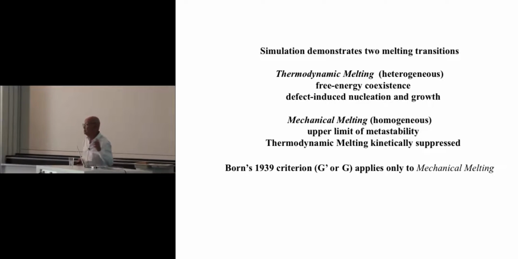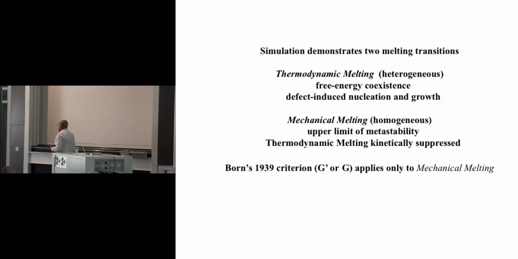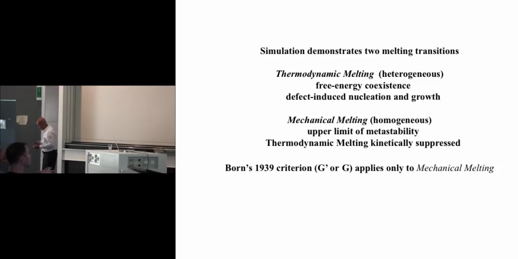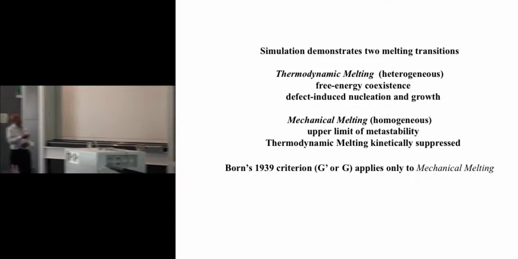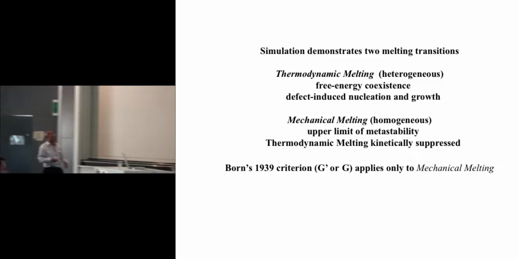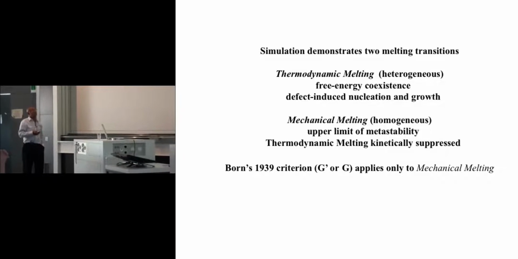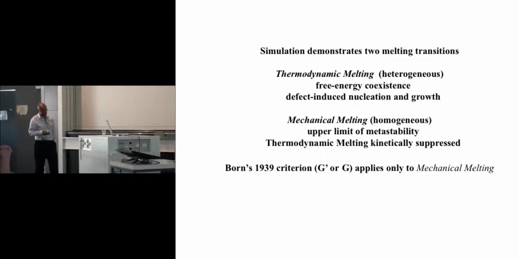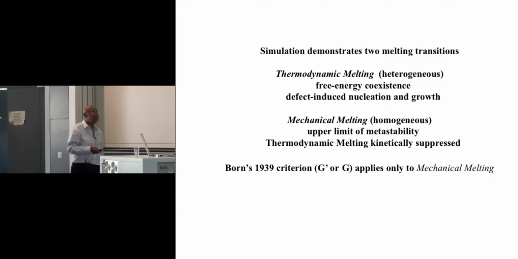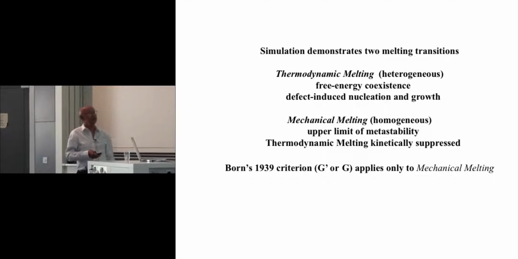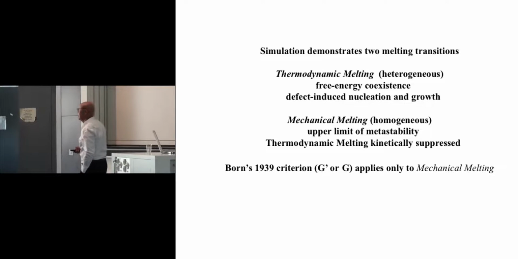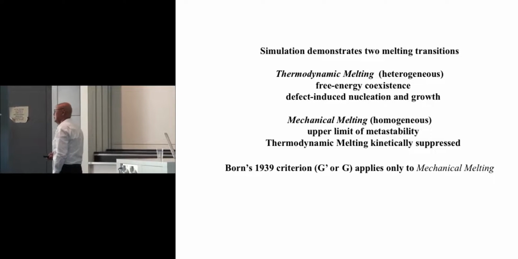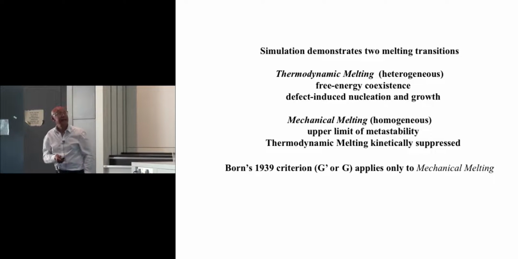So this is my answer to say, okay, what's the big deal? What have you learned about melting that we didn't already know? Well, here's my summary about what we learned from that particular study. Actually, it's a couple of studies. We can now say with justification that there are actually two kinds of melting. One we call thermodynamic melting. It's actually a heterogeneous process, nucleation and growth. That means the surface or any kind of defect will be important. And it's free energy based.